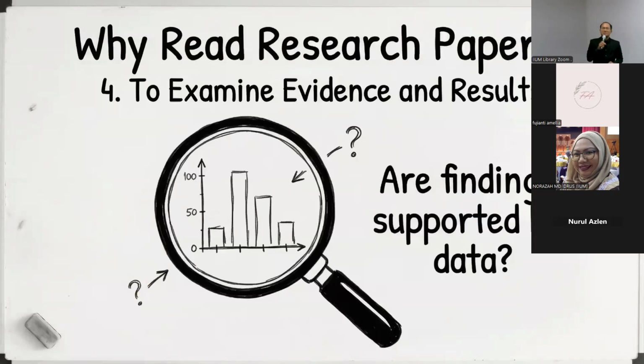And next, we want to examine the evidence and results. Because sometimes when we read a journal article, some of the findings are not supported by the data. So we need to be able to differentiate whether this finding is a claim or data with claim. Okay? We need to be able to read very meticulously. But the issue is we don't have much time and we need to read a lot of papers, especially if you're doing a PhD like me. Okay, but this AI, NotebookLM, takes a lot of time.